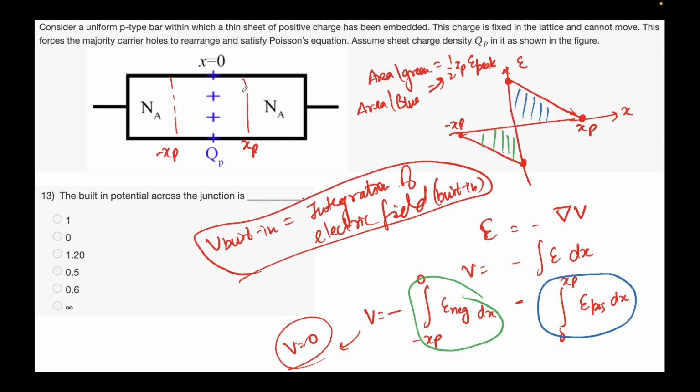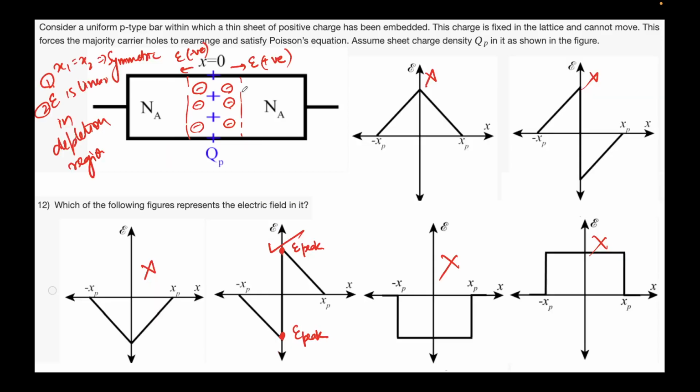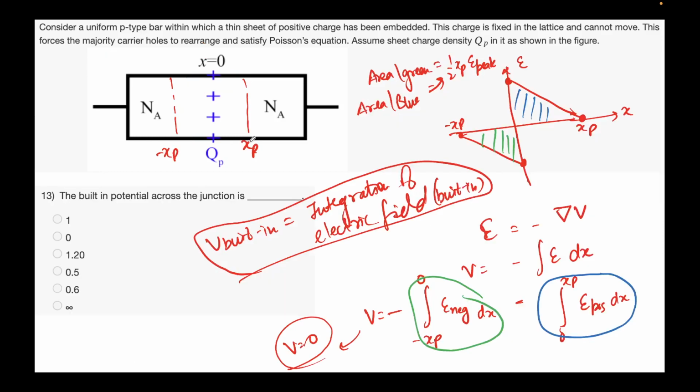And here again we started with the Poisson's equation, then we applied the depletion approximation. You see here we applied the depletion approximation from minus x_p to x_p, and then we obtained that the electric field has to be linear. We also saw the electric field magnitude has to be the same, symmetric, because this was a uniform p-type semiconductor in which a charge was embedded. If we integrate the built-in electric field, you can calculate the built-in potential. We see that the green region and blue region are equal in area, but have the opposite sign.